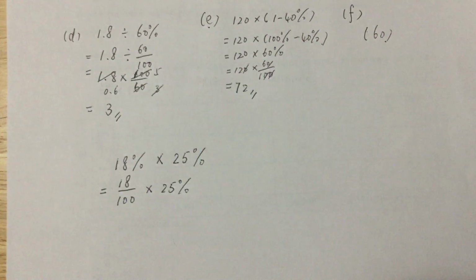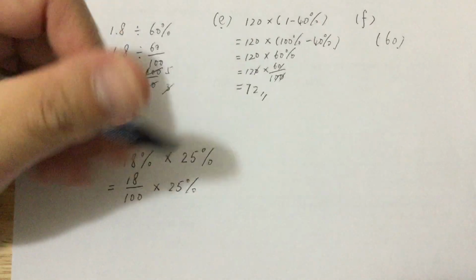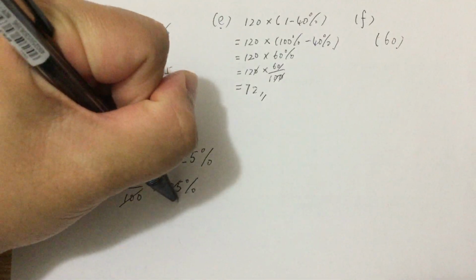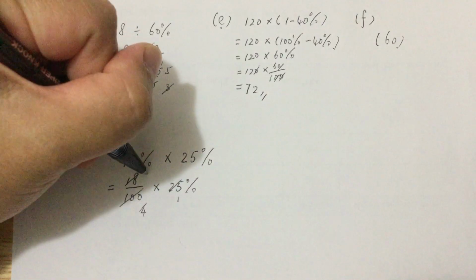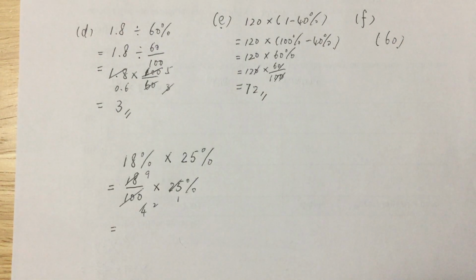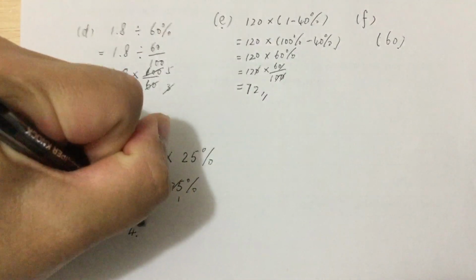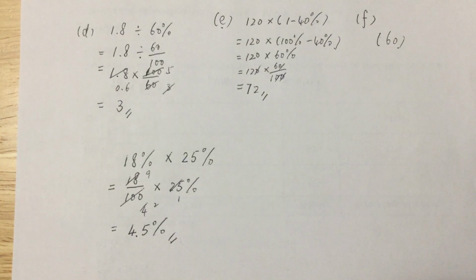So that I will change it back. Okay, one of these, but not both of them. I will change one of them, and we will do the cancellation. 25 and 100, you have 1, you have 4, and then 18 and 4, you have 9 and 2. So the answer for this one is 9 over 2%, or you can say 4.5%.